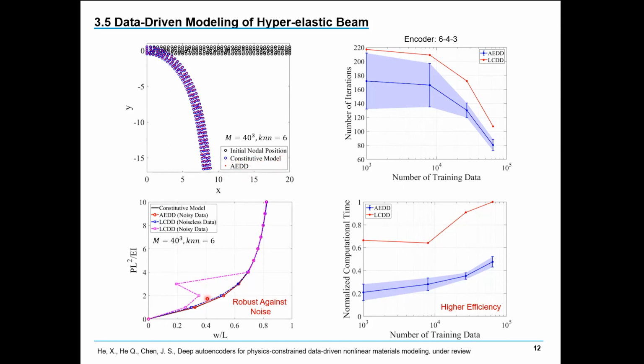And then the figure at the bottom left here shows the normalized tip deflection of our data-driven solutions using the noisy material dataset, and the reference solution is the black line. It shows that our proposed approach produces very robust predictions compared with the local convexity data-driven approach. When the material dataset contains some noise, the latter starts to show some deviation in the prediction. And our proposed approach also takes fewer iterations.